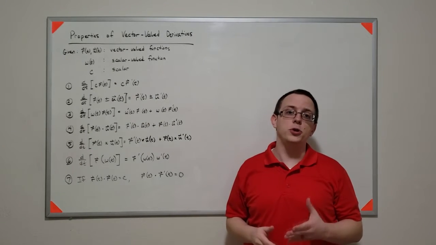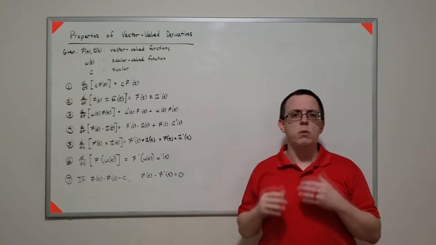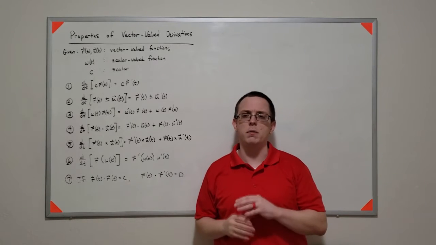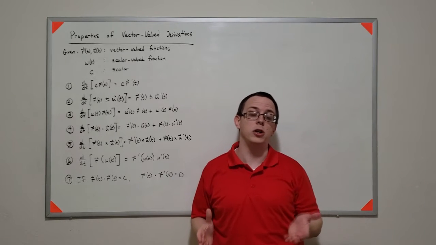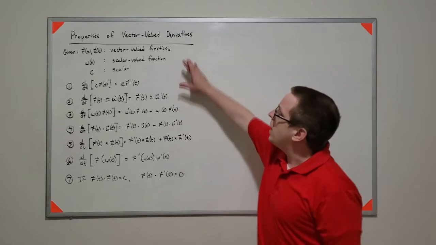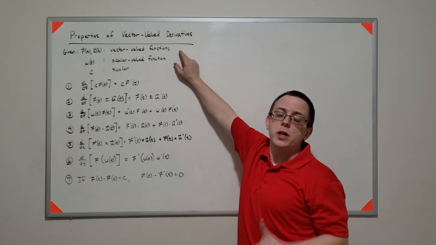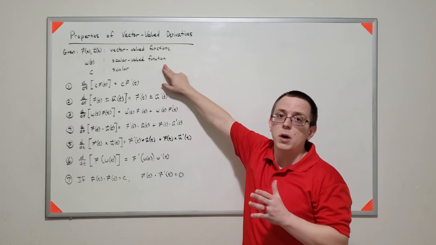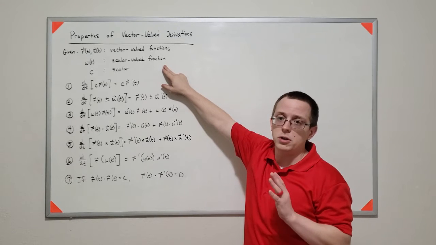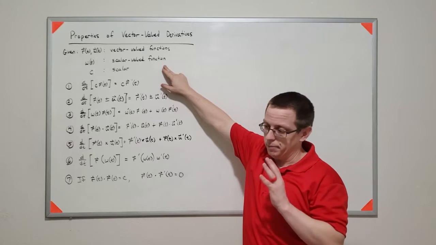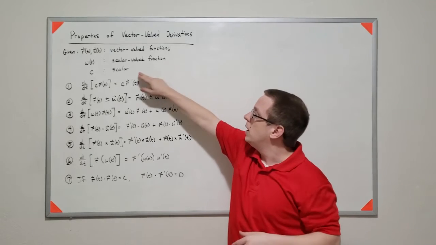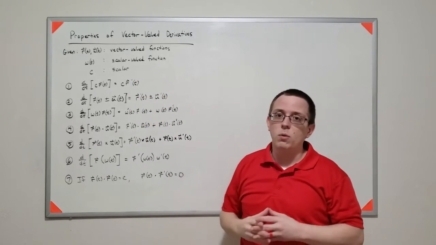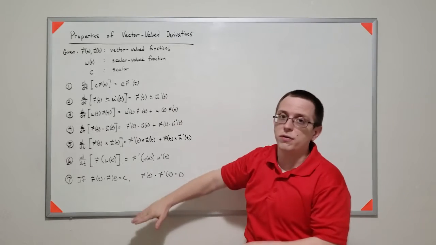Now that we've been introduced to derivatives of vector valued functions, we want to talk about some properties that flow directly from the definition of the derivative. So if we have r of t and u of t, which are vector valued functions, and we have w of t, which is some scalar valued function, so its output is a number, not a vector, then these 7 properties follow directly.